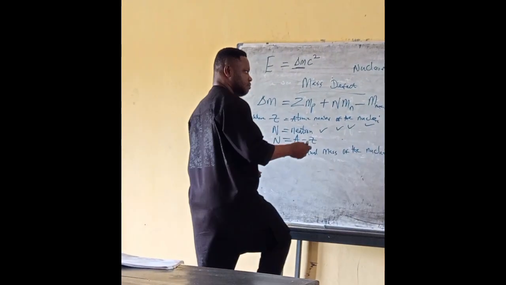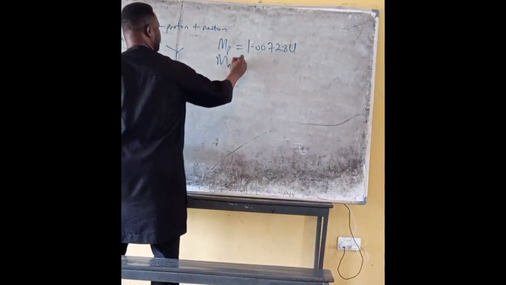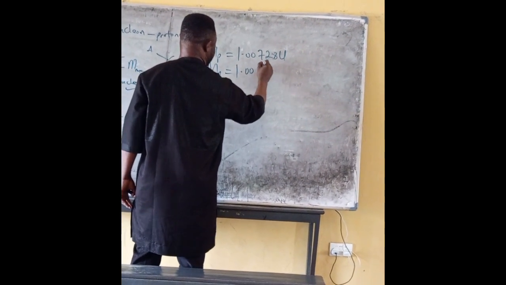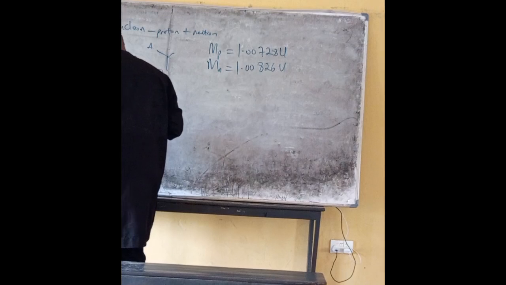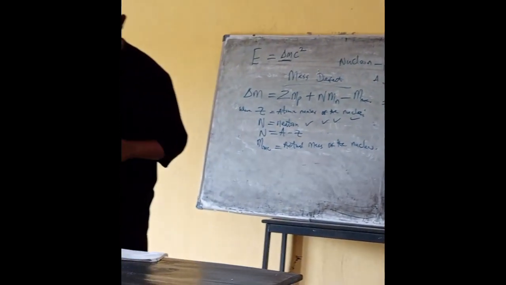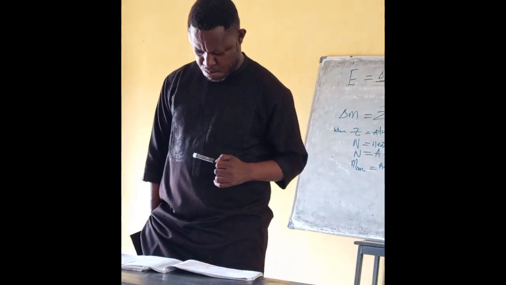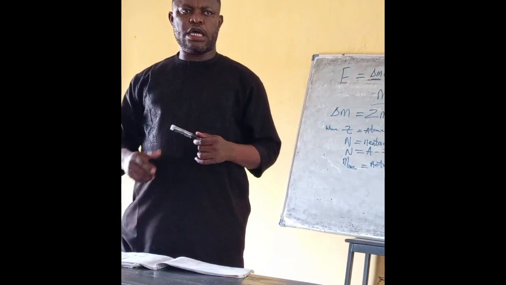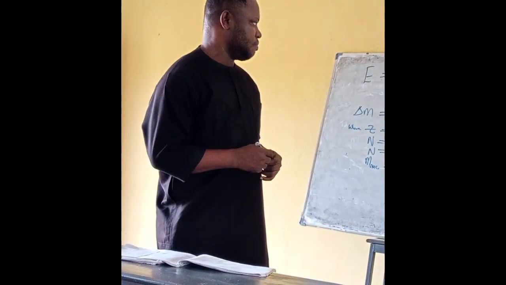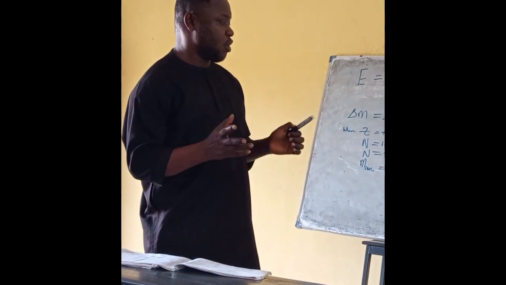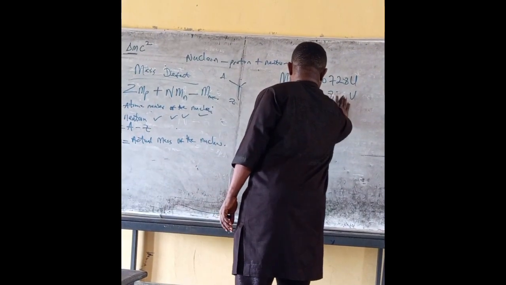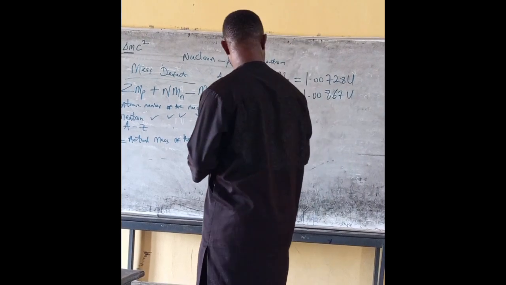Now the mass of neutron is 1.00826 U. Okay, so those are constants that will be given to you.